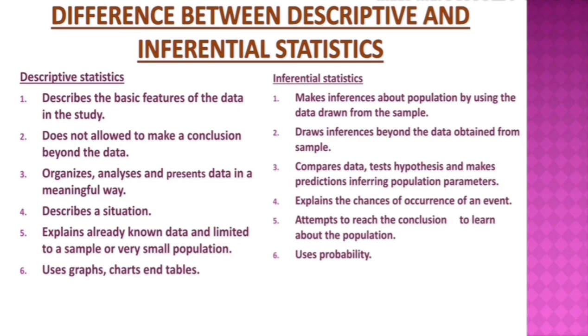Then point number 6, descriptive statistics uses graphs, charts and tables. That means it uses graphs, charts and tables to summarize the data. Inferential statistics uses probability. That means in inferential statistics, we use probability distribution to explain the chances of occurrence of a characteristic, which are explained through the level of significance and through the confidence interval.